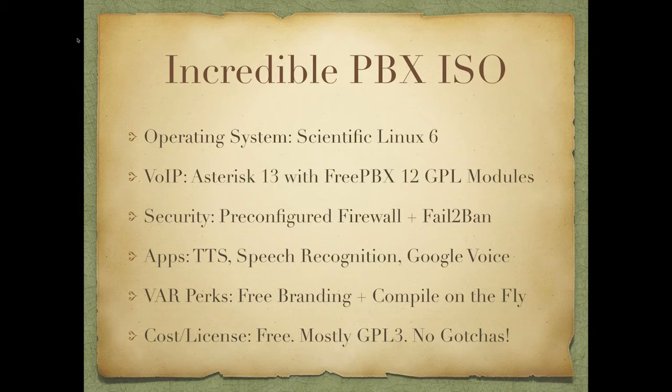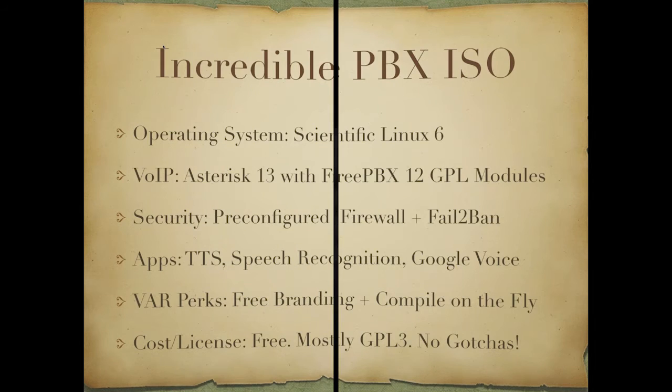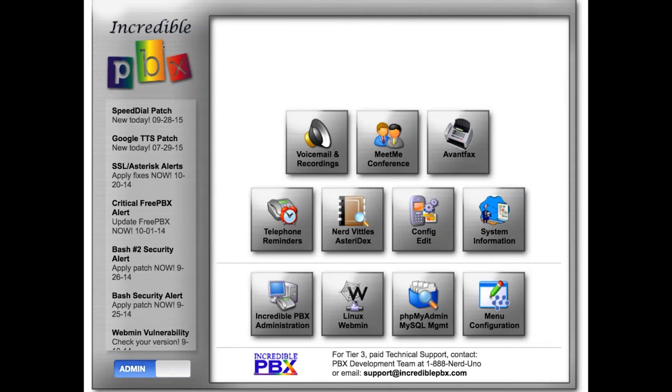Asterisk is always compiled on the fly, so every time a person installs a new version of the ISO on a desktop or in the cloud, they get the latest release of Asterisk. The license is mostly GPL3. As you know, there are close to 1,000 products that make up PBXs like Incredible PBX. Most of those are GPL3, although not all of them are. The cost is free. There are no gotchas.